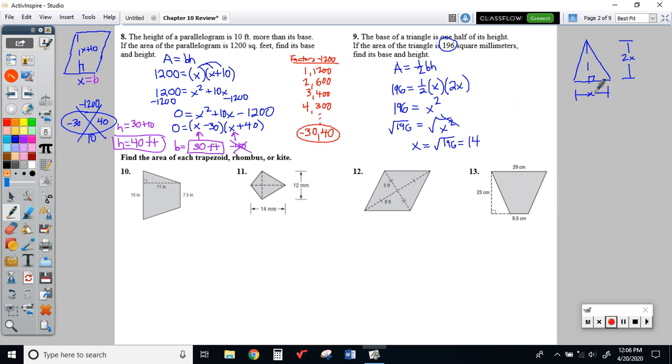And so that is your base. So I'm going to say 14 feet equals b for base. And then if I take that and I plug it in to find my height, the height is 2x, so it's 2 times 14, and that means the height would be 28 feet right there.